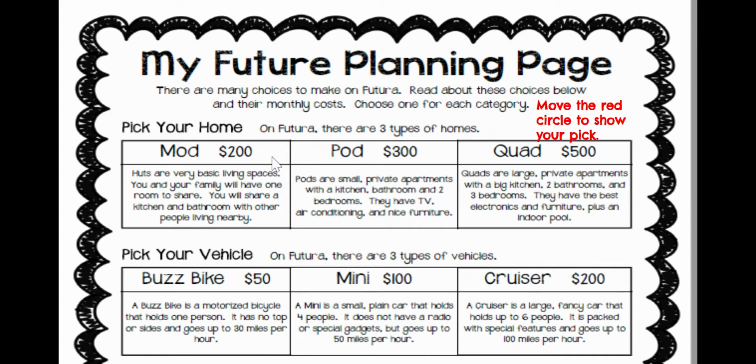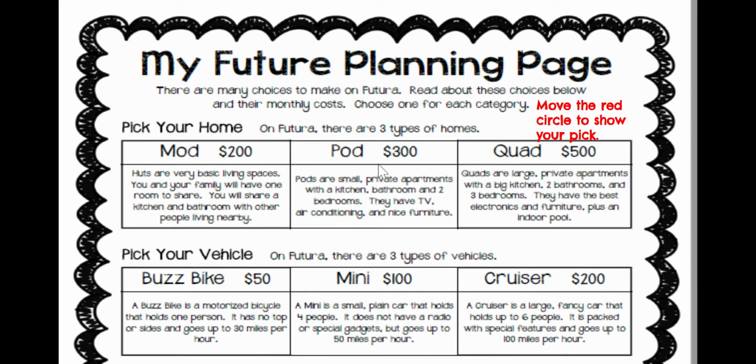You can choose a mod home, and a mod is a hut, and it's just your basic living space. So you and your family, you have one room that you share, and then you share a kitchen and a bathroom with some other people that you're living nearby. So you have your own living space, bedroom, but you share your kitchen and bathroom with some other people. Or for $100 more, you can live in a pod.